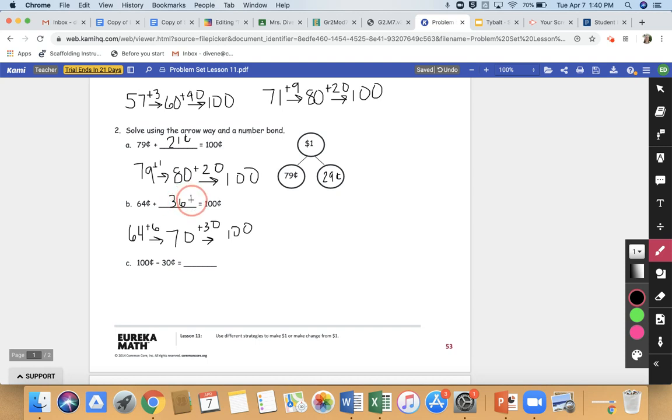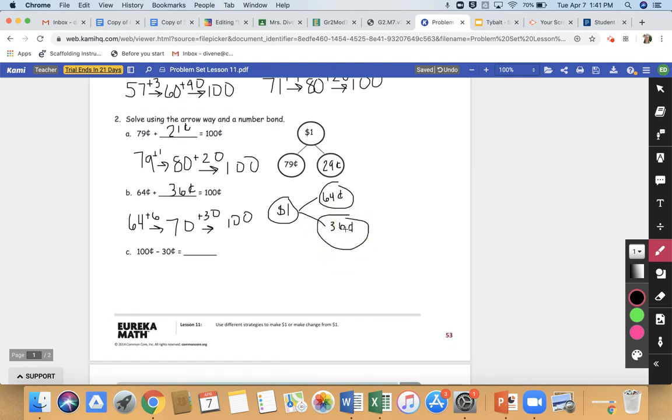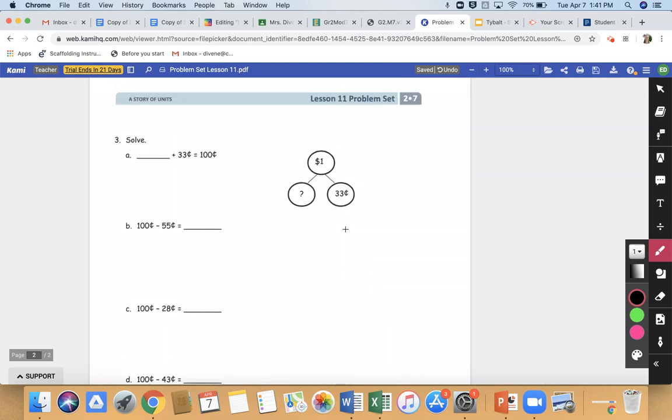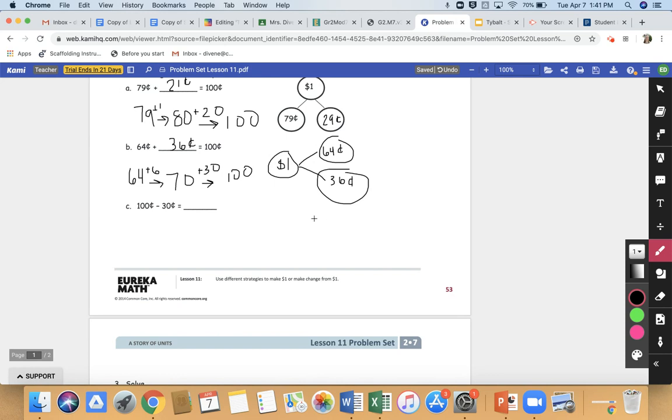And so my number bond is going to always start with $1 here. And I'm going to do a side number bond just for the sake of room here. So I've got $1, and it gives me the first amount, 64 cents. And then we found the second amount of this number bond, and that was 36 cents. So we'll just fill that in here, 36 cents. Okay. And you're actually going to be doing this for number 3 as well. So why don't we go ahead and do this last one here.